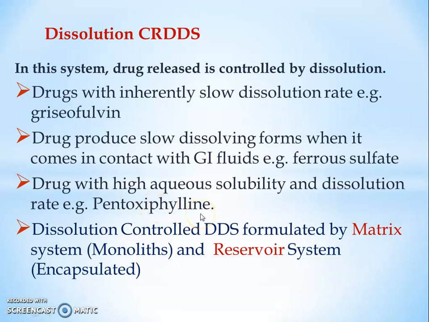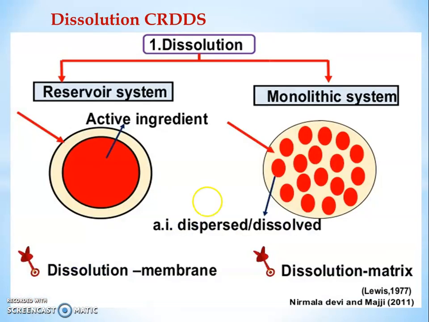So these dissolution control drug delivery systems are fabricated in two types. One is called the matrix system, also called a monolith, and another one is the reservoir system, also called the membrane or encapsulated system. So these are the two types of dissolution control release drug delivery system. First is the reservoir system and second is the monolith.